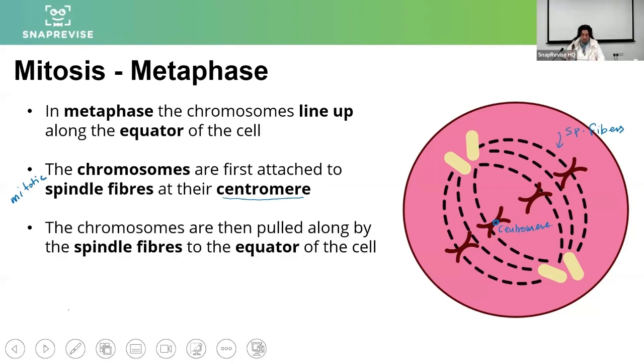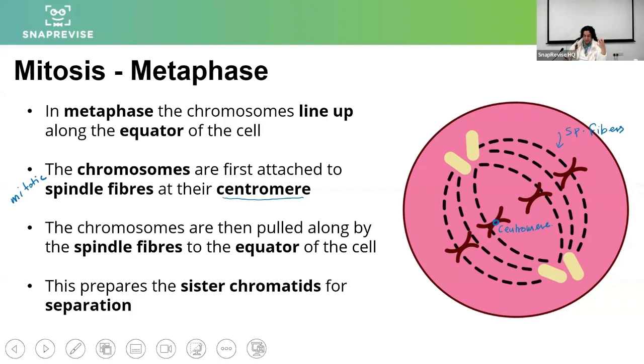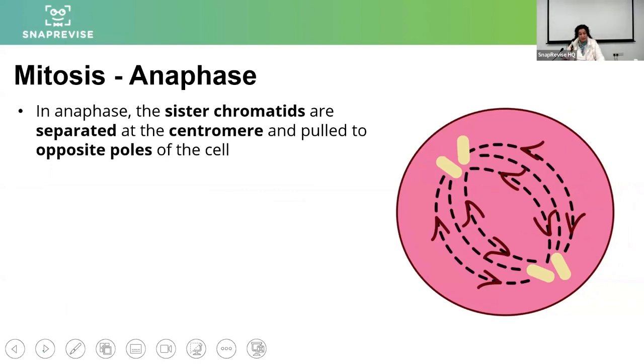The chromosomes then start to be pulled along to the two opposite poles of the cell by the spindle fibers. These spindle fibers have the ability to contract and pull each sister chromatid to opposite ends of the cell. And so that's where it starts to prepare them to actually separate. Which then brings us to the next stage, which is anaphase, when the actual physical separation of the sister chromatids is taking place and they're being pulled to the opposite poles of the cell.